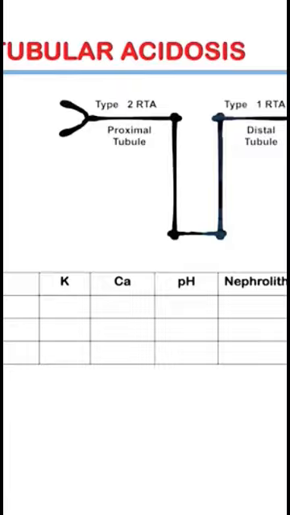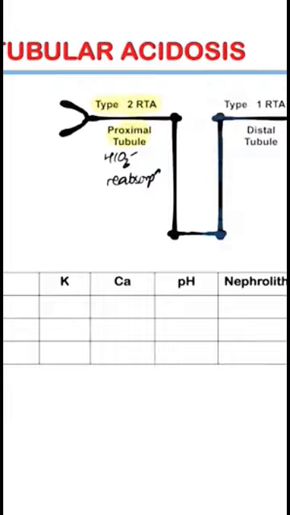Now let's talk about renal tubular acidosis. We've already talked about the basics, so now let's just bring it all together. Type 2 is when, in the PCT, there's a defect of the bicarbonate channel. Bicarbonate reabsorption doesn't happen, so effectively it is metabolic acidosis.